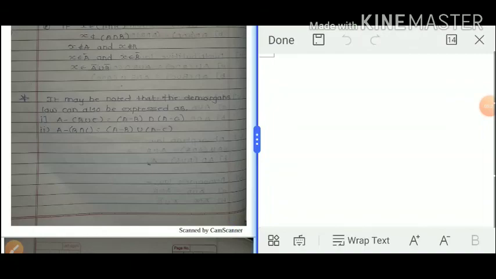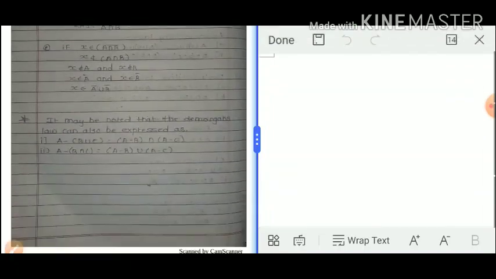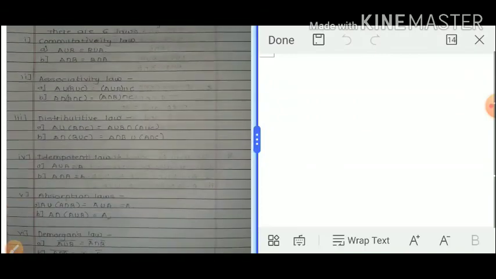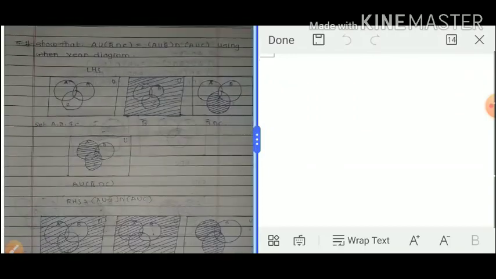Now we will solve the next examples on Venn diagrams.